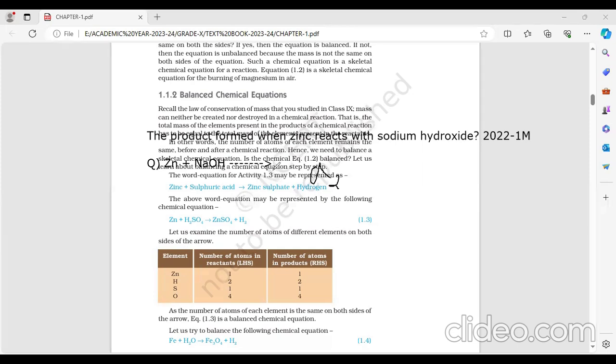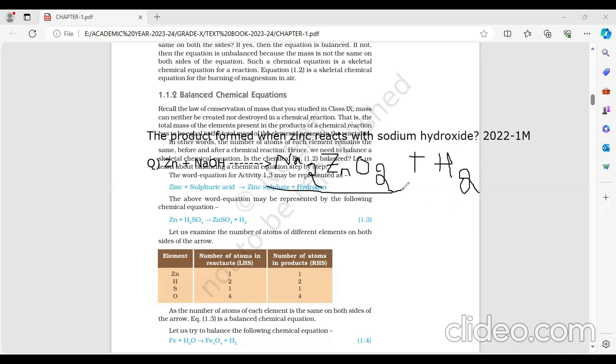Okay. So sodium Na2 ZnO2, sodium zincate, will form along with that sodium hydroxide. So hydrogen gas comes out of it.